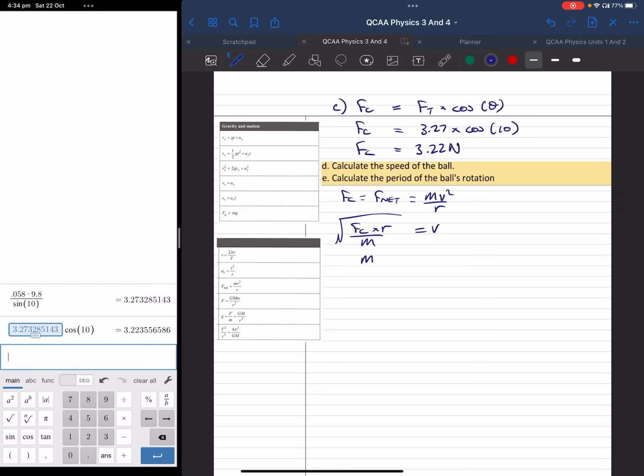We know m is 0.058 kilograms. We know Fc is 3.22 newtons. And we can find r. We have a string length that's 1.2 meters long, and this is our hypotenuse. We also have an angle of 10 degrees. So with a little bit of trigonometry, we can quite easily find our adjacent side. So our radius is going to be equal to 1.2 times the cosine of 10. If I substitute all of these in, I can find v.